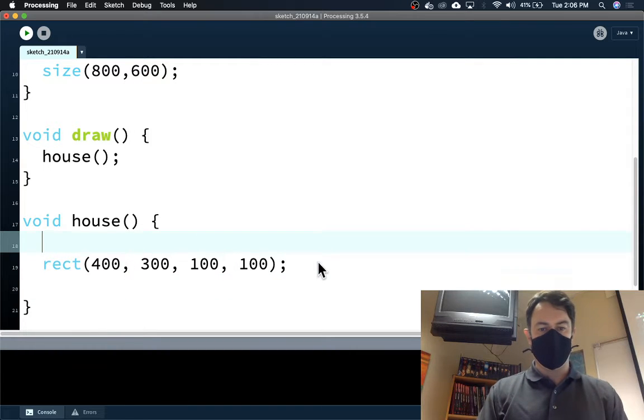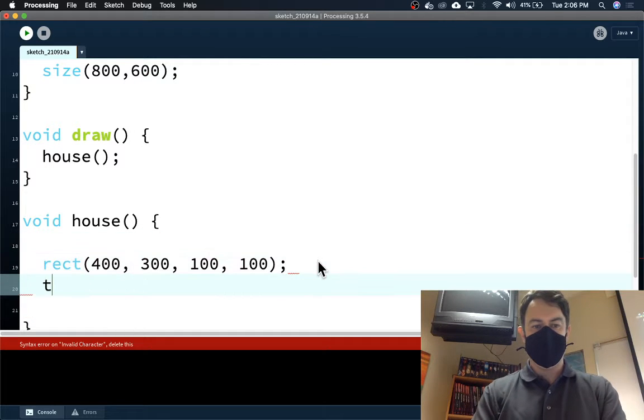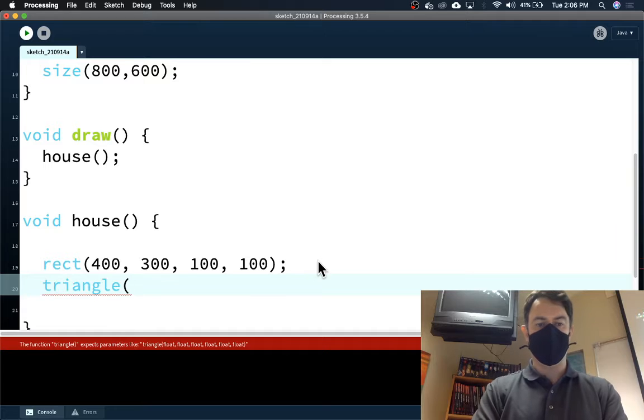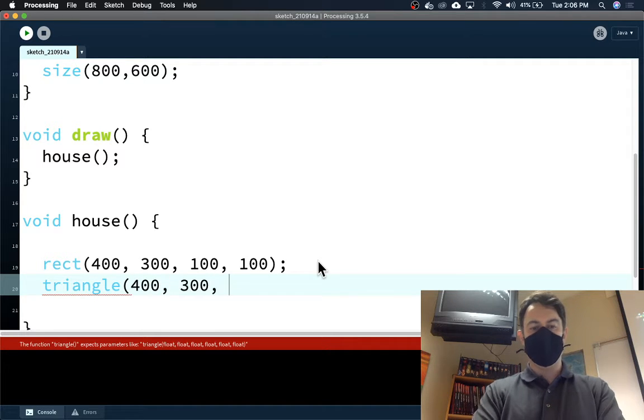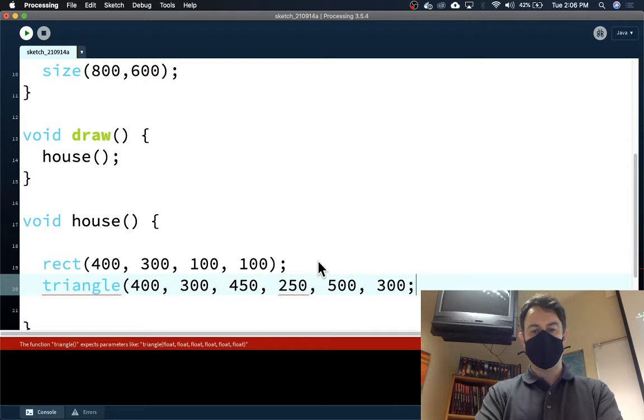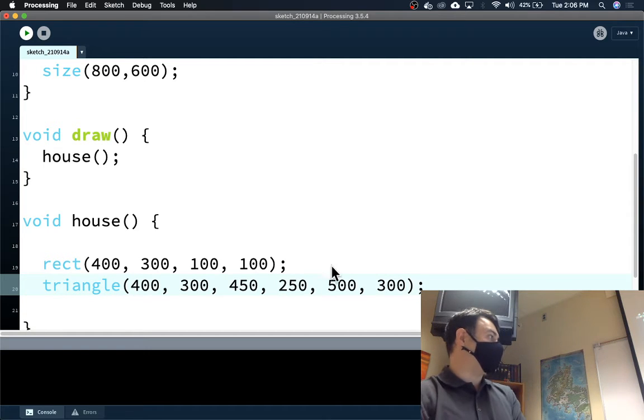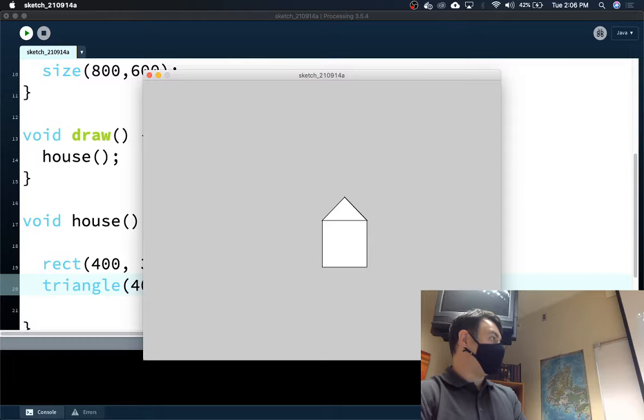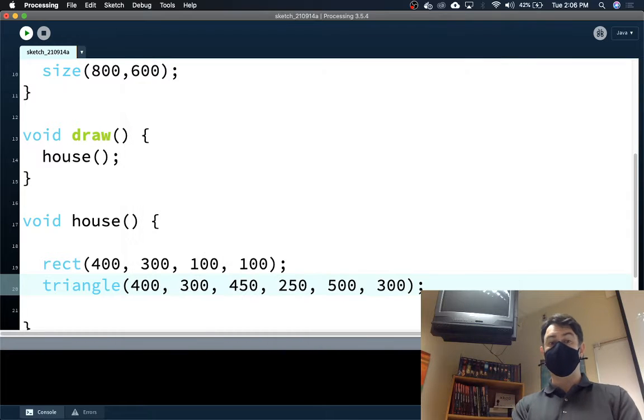Great, so we'll make a triangle. Okay, cool. What do we decide? So one's going to be 400, 300. And then the middle one was 450, 250. And then the final one was 500, 300. Okay, now I'm going to run it and just see if I got a triangle on top of my house. Yeah, there it is. Awesome. Okay, there's a house.